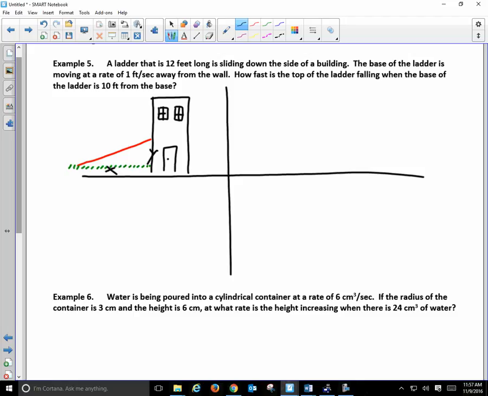I would call this X, I would call this Y, and the length of the ladder is 12. It says the ladder is 12 feet long and sliding down the side of the building. The base of the ladder is moving at a rate of 1 foot per second away from the wall. How fast is the top of the ladder falling when the base of the ladder is 10 feet from the base? Again, I'm going to set up X squared plus Y squared is 144. Does that ever change? No, so I can plug it in right away. But do X and Y change? Yes. Do I know X? Do I know how far it is from the base of the wall? It's 10. Do I know X prime? 1. Do I know Y?